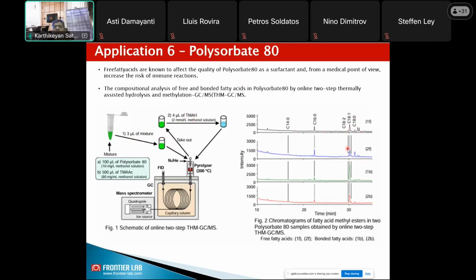So the first two samples show the presence of free fatty acids in this polysorbate. The second two show the peaks coming at the same time, but they come with two different treatments with two different chemicals that differentiate just the free fatty acids and bonded fatty acids. So this is another interesting example where you can do multi-step hydrolysis and methylation of the same sample when you are trying to look for chemicals of different natures.